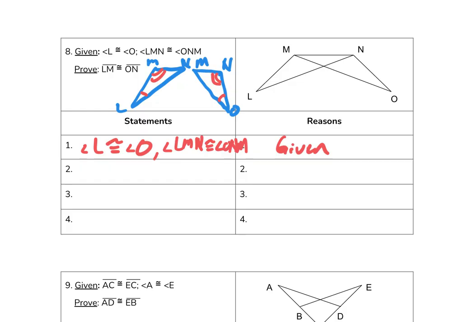Okay, how many pieces right now on those two triangles are marked? Two. Okay, we have to have three. Always need to have three. Two is never going to be enough. We say that over and over again. Is there something on those two triangles that we can prove as congruent that's not already marked as congruent? Yeah. Okay, we have a shared side.